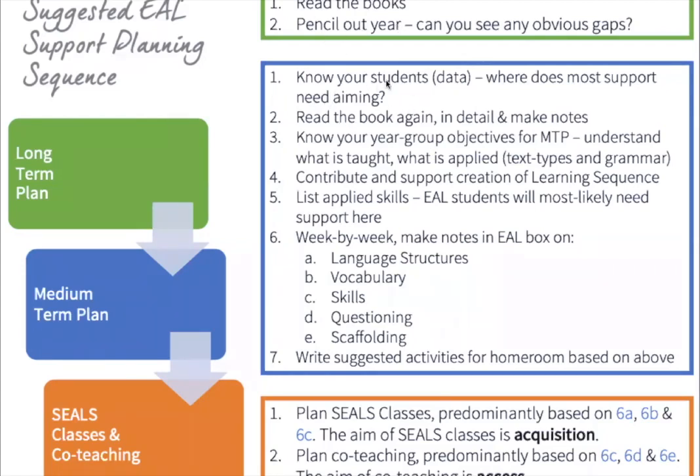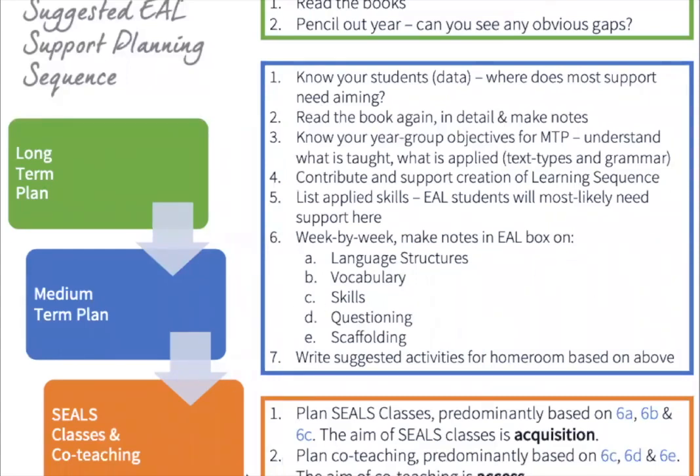You've got to be able to really know your students and know where the most support needs aiming. So I'm not going to read through all of this, but this is how we approach planning at BSG. Some of the most important things that we do are ensuring that week by week we have identified vocabulary, the skills involved, the language structures involved, and what scaffolding may be necessary for our children to access homeroom content.